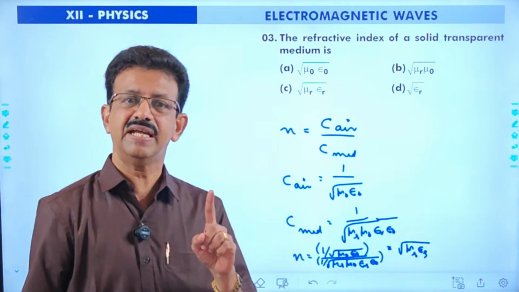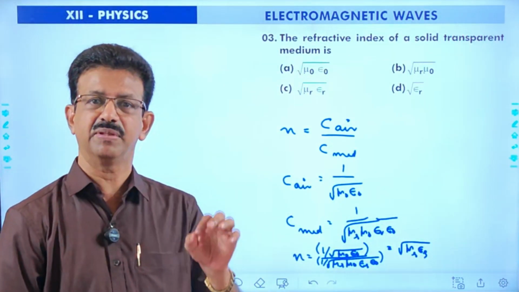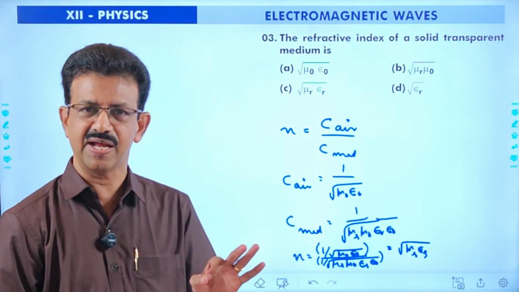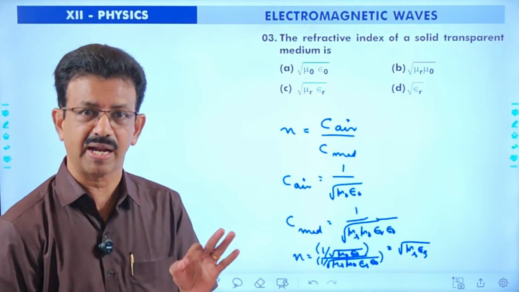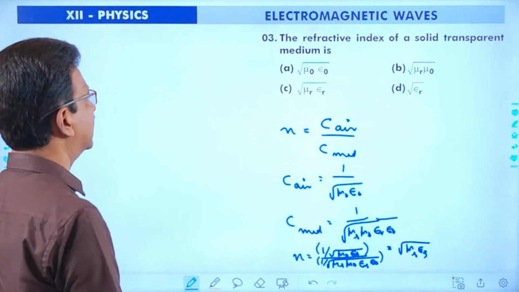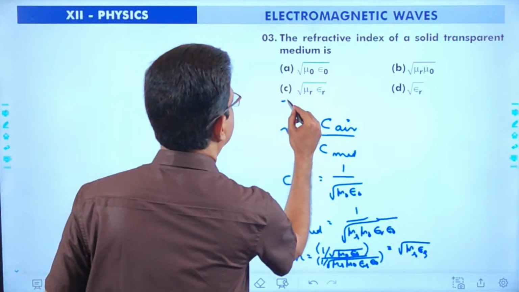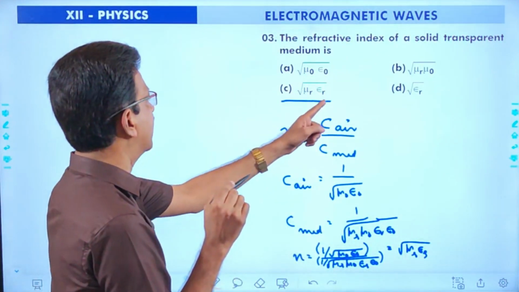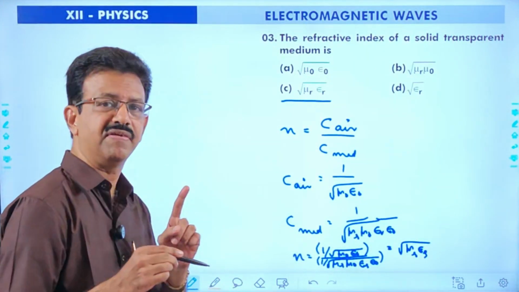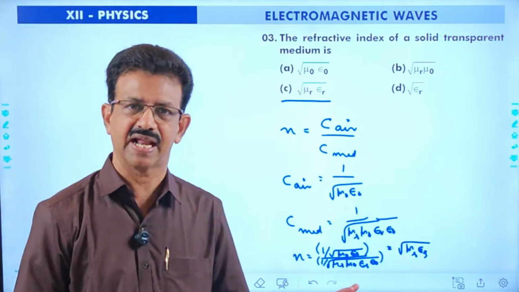Therefore, the refractive index of a solid medium is generally given by n equal to root of mu r epsilon r. Then the correct choice becomes C. Root of mu r epsilon r gives the refractive index of a solid medium generally.